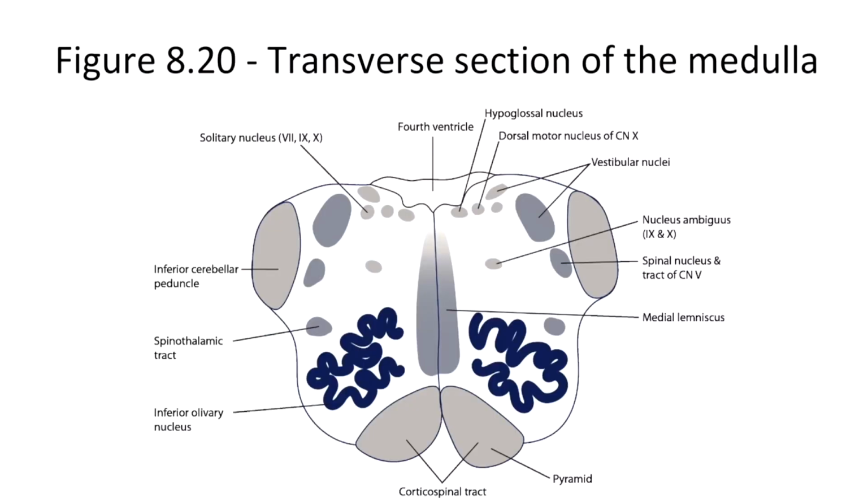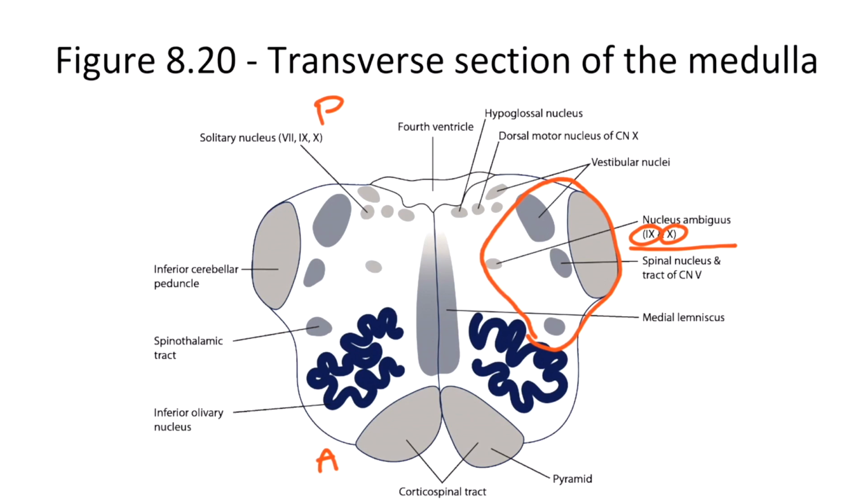From figure 8.20, which shows a transverse section of the medulla, we can more clearly identify the structures that would be damaged in lateral medullary syndrome. Again, this is anterior and this is posterior. And the PICA supplies blood to the lateral medulla, or approximately this region here. Recall from part 1 of this section that it's most important to remember that the nucleus ambiguus is damaged in this syndrome. Recall that the nucleus ambiguus contains motor information from cranial nerves 9 and 10.